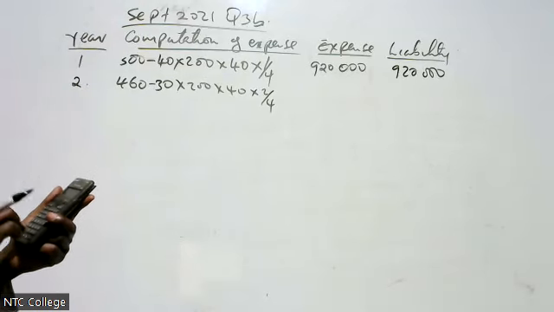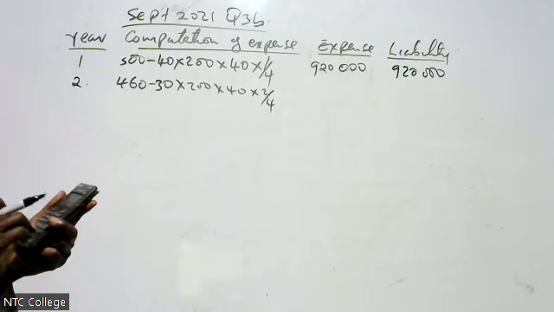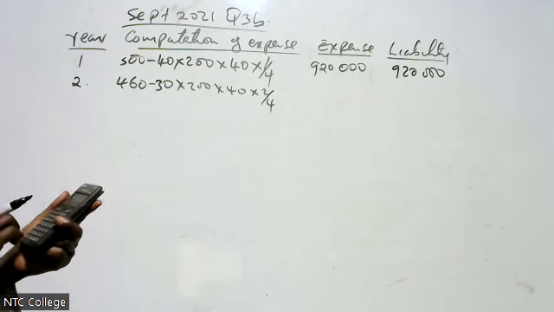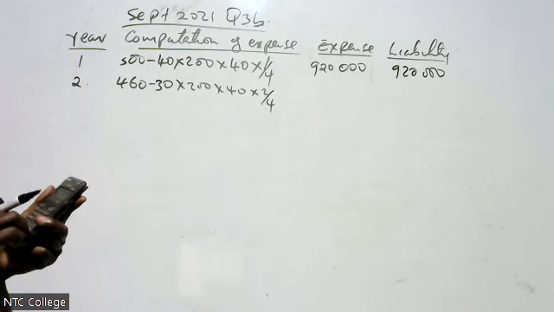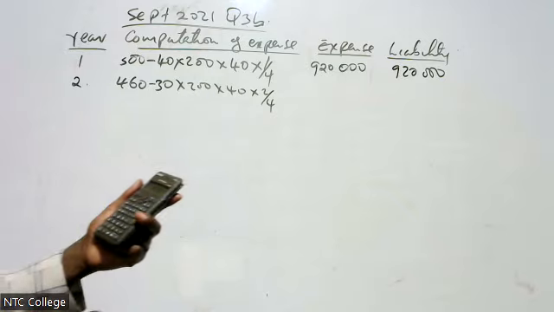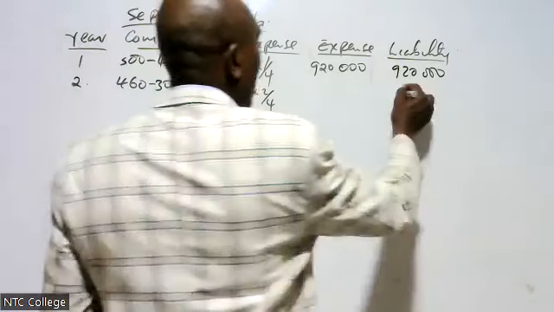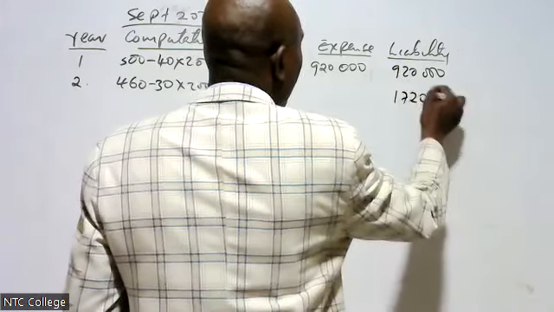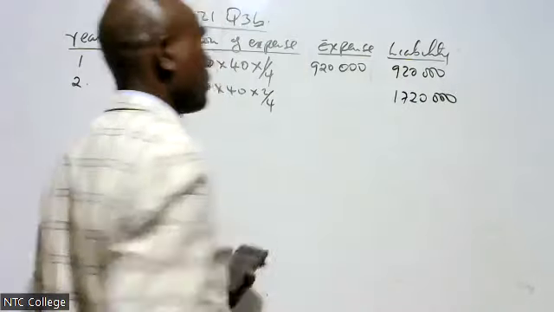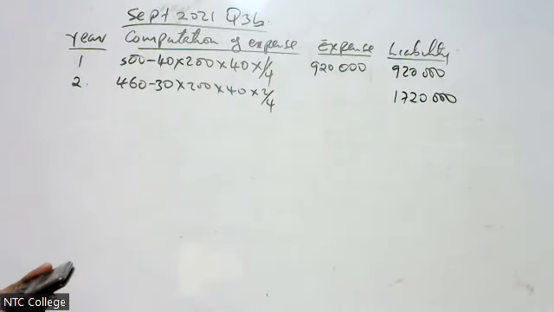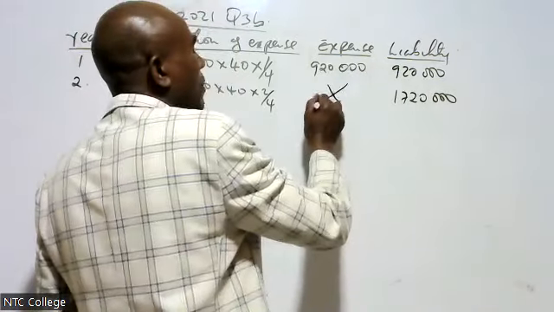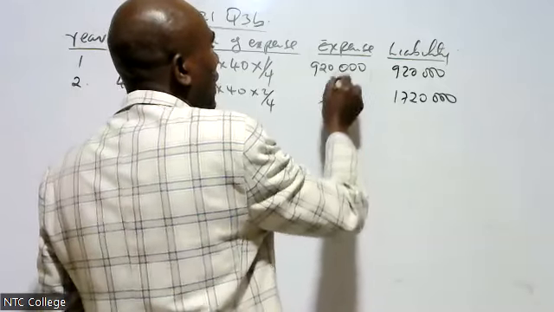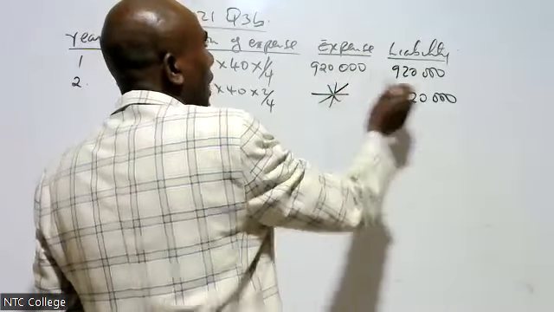That is 430 times 200 times 40 times 2 divided by 4. I'm getting 1720. My liability for year 2 is 1720, in thousands.